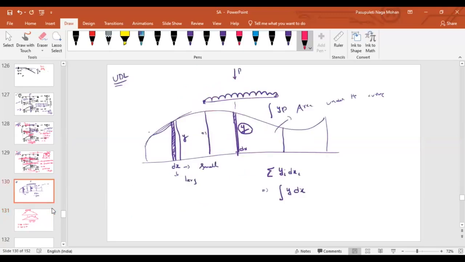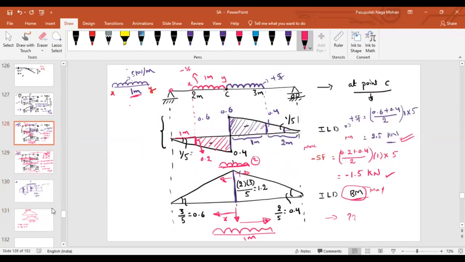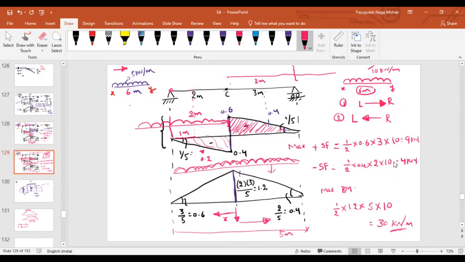Now you can understand one difference: whether the length of the UDL is less than the length of the beam or more than the length of the beam, were we able to find the maximum positive shear force and the maximum negative shear force? Even in the first case, yes, sir, we found the maximum positive and maximum negative shear force.